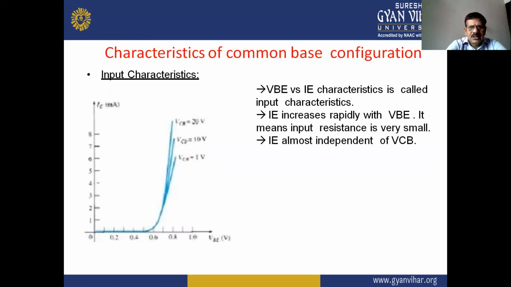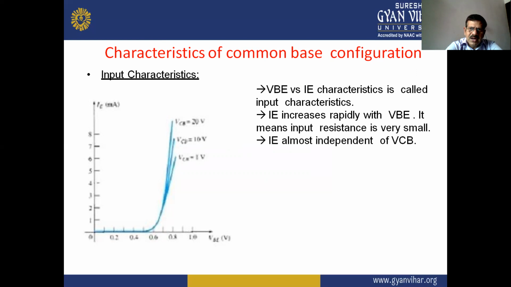Now we draw the characteristics of common base configuration. So what are the characteristics of common base configuration? We draw the graph between emitter current versus base to emitter voltage, at different collector to base voltages. So we see in this graph the input characteristics of the common base configuration. Here the base to emitter voltage versus emitter current characteristic is called the input characteristics.